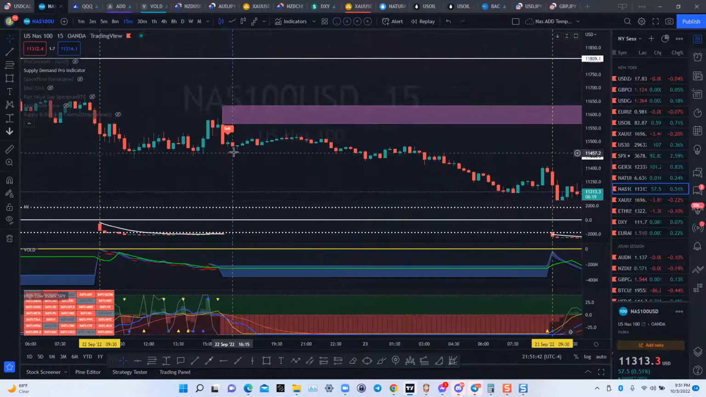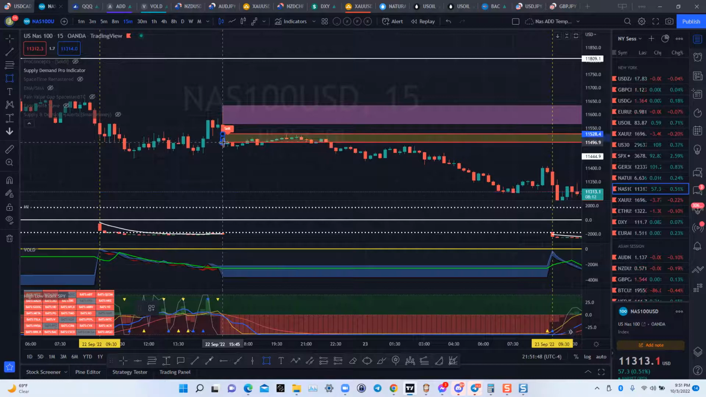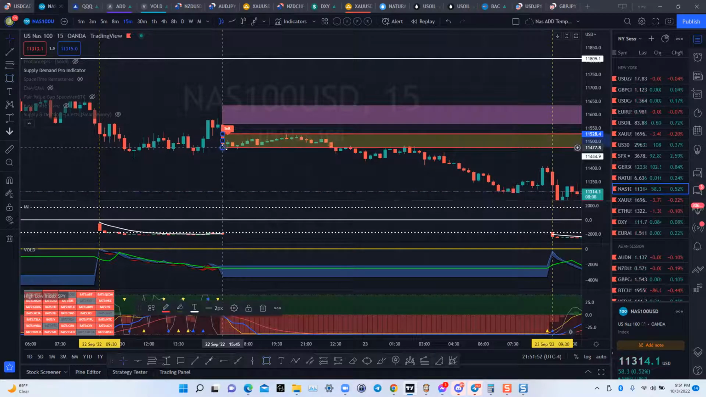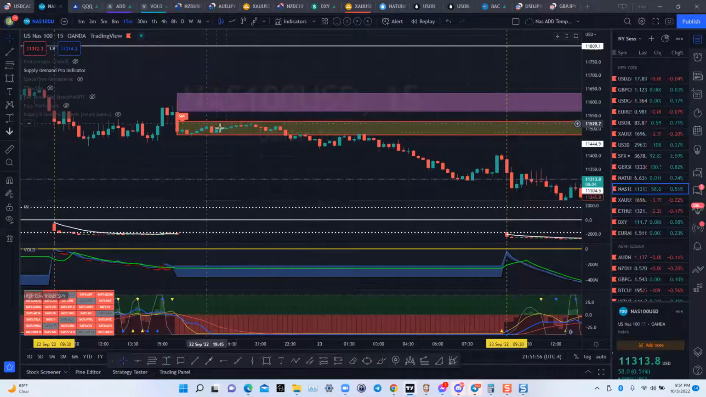Look at this. All this little baby consolidation. This is consolidation right here. See? Look at the little consolidation right there, right? You could probably do that there, right? It broke out. I mean, this is an ugly market. You wouldn't trade this at all.